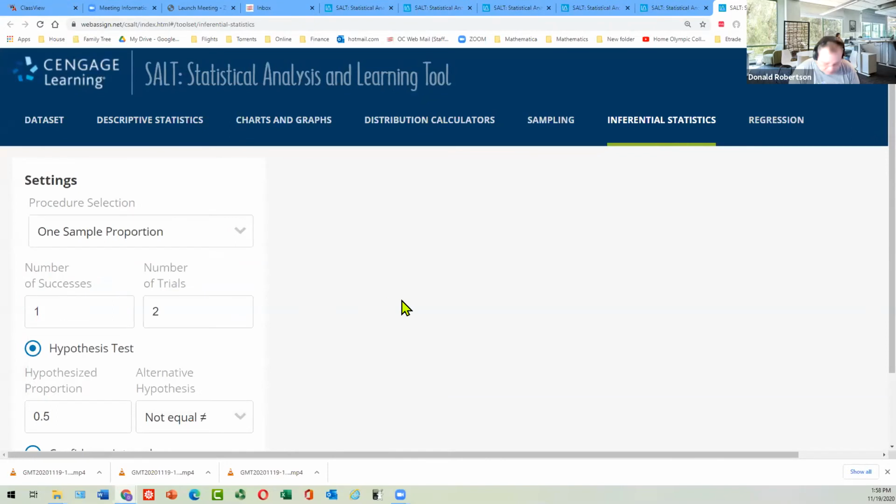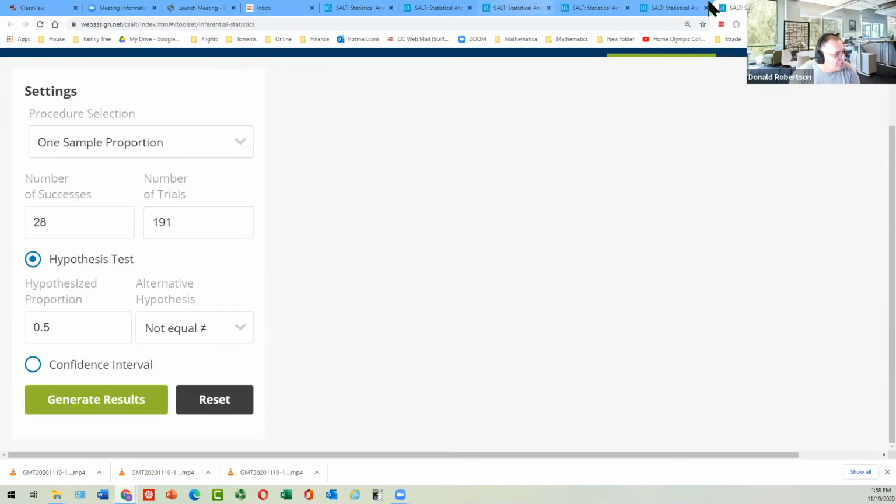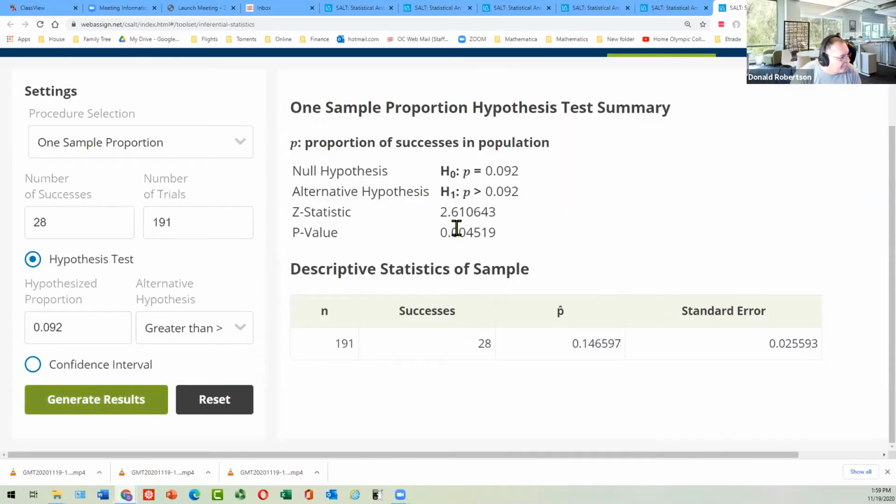One sample proportion, 28 out of 191. And we want to see if it's bigger than 0.092. Oh, nice big Z score. 14.6% of them. That's bigger than 9. P-value, pretty tiny, 0.045.